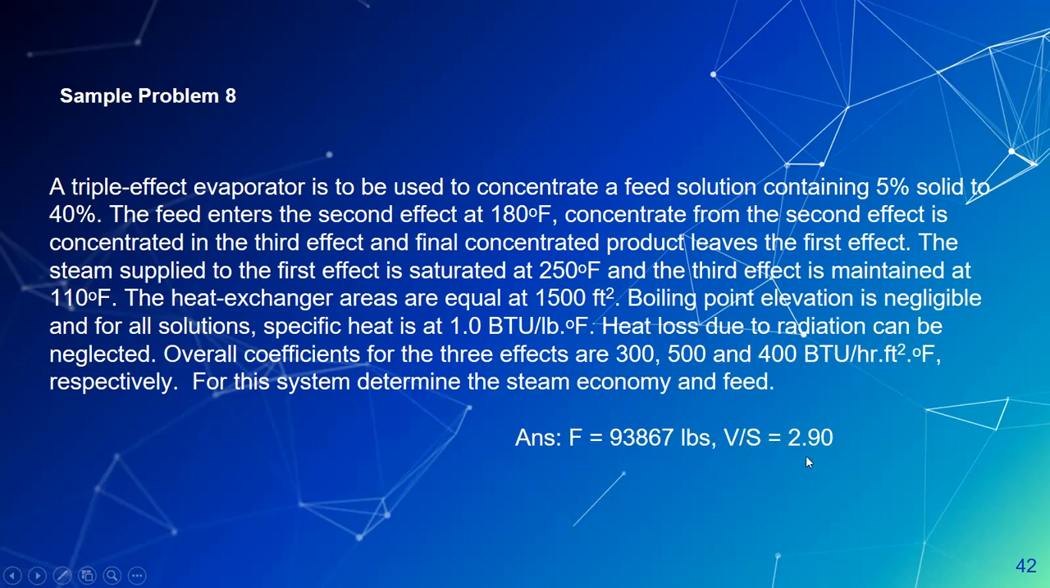So in this case, it's 2.9, and you have here the corresponding amount of feed that is processed. So the feed enters the second effect. Concentrate from the second effect is concentrated in the third effect, and the concentrate from the third effect is introduced in the first effect. That way, your final product leaves the first effect. Okay? So you are to determine as well the amount of the feed, because in this case, the feed is not given.